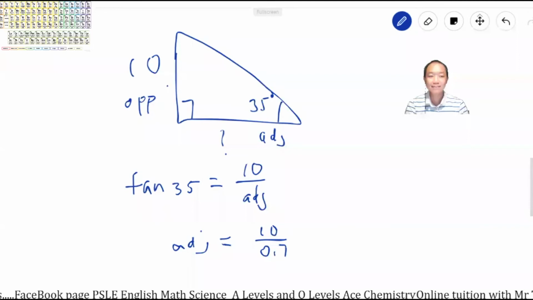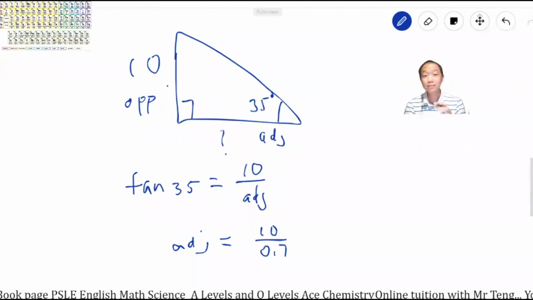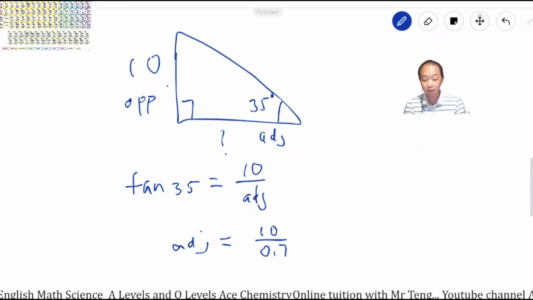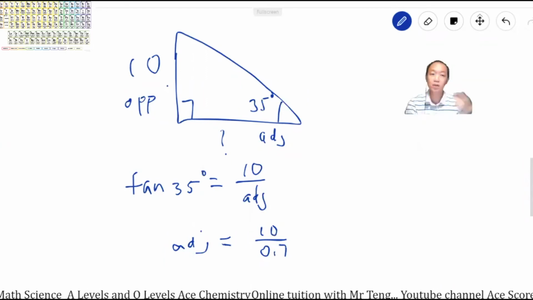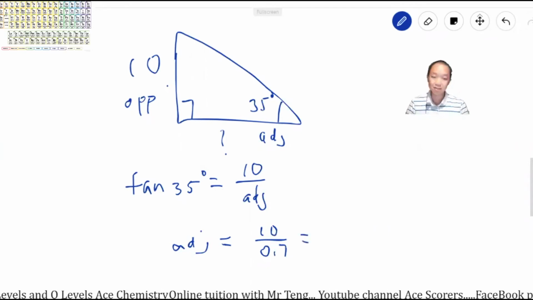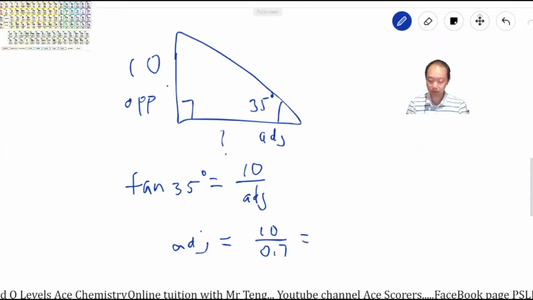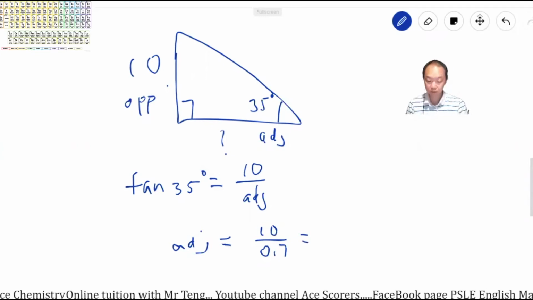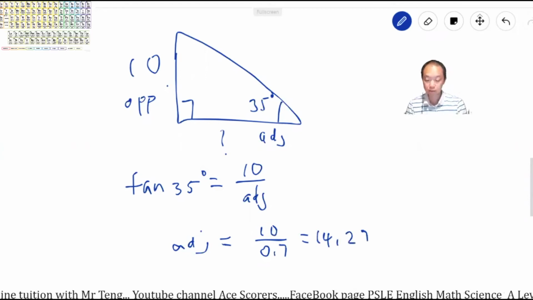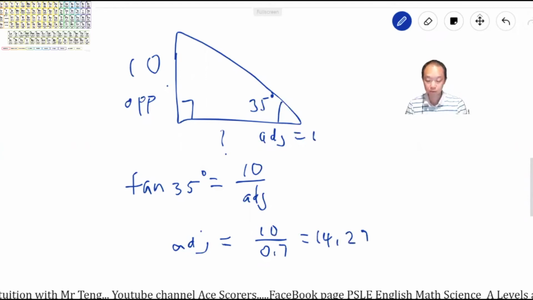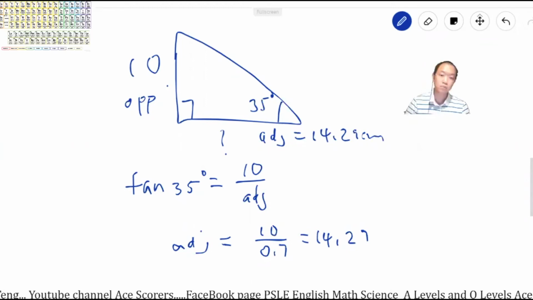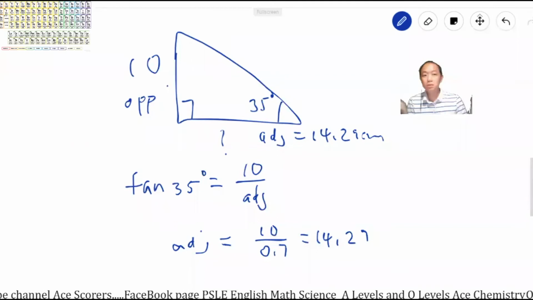Okay. It's algebra. This one is algebra already. The trigonometry only tells you what tangent 35 is, stuff like that. So 10 divided by 0.7, you take a calculator. 10 divided by 0.7, we get 14.29. So ADJ equals 14.29. That's it. So it's all about referring to which side.